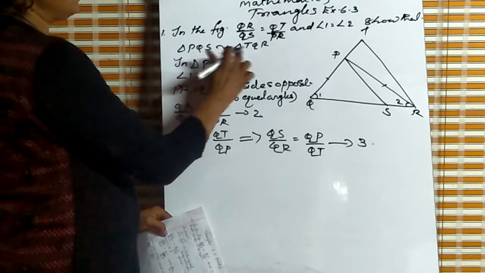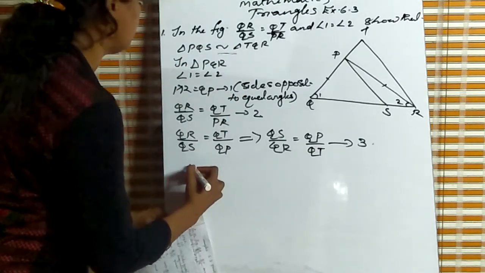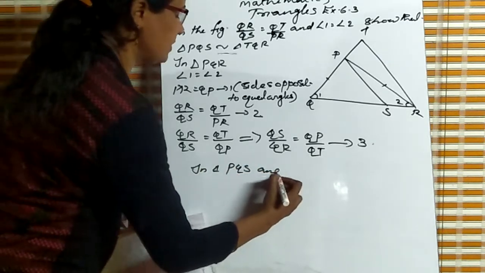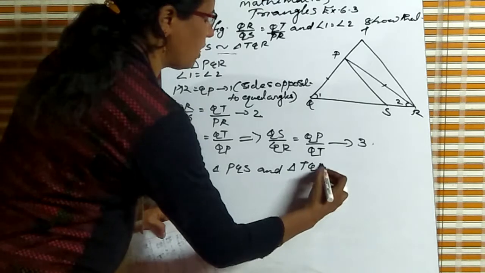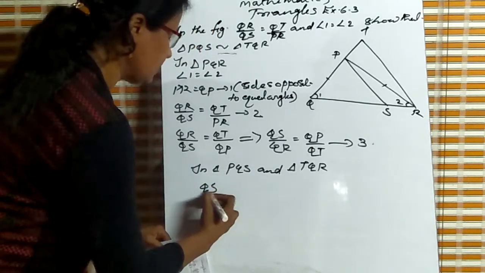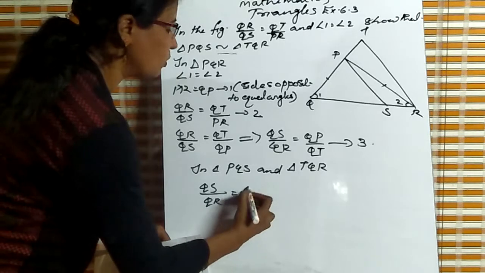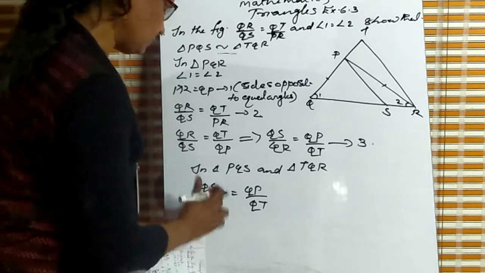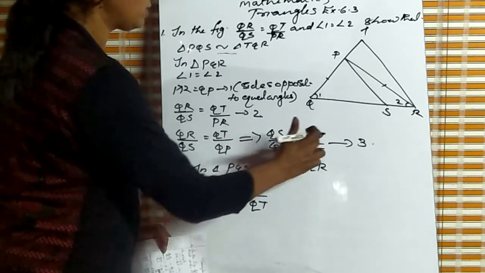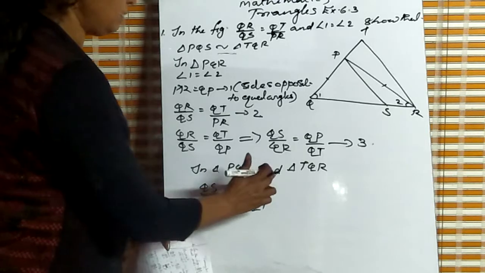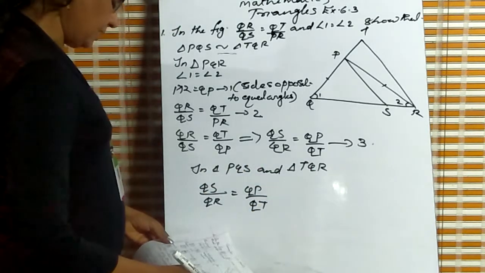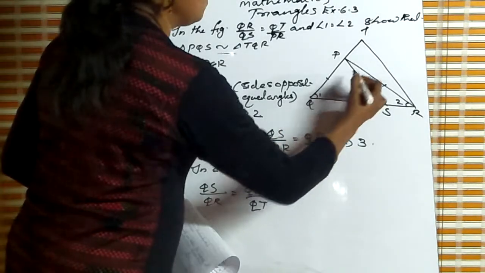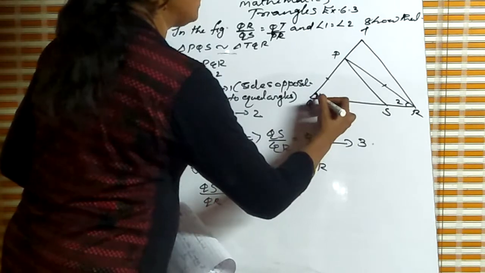Now we have to prove that these two triangles are similar. For that, in triangle PQS and triangle TQR, first one is QS by QR is equal to QP by QT. Listen, in PQS and TQR, its corresponding sides are QS, QR, QP, QT. So we can write QS by QR is equal to QP by QT. Also, these two triangles have a common angle, angle Q.